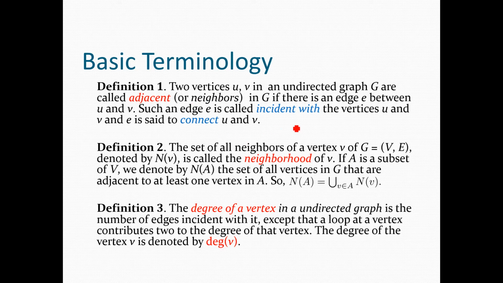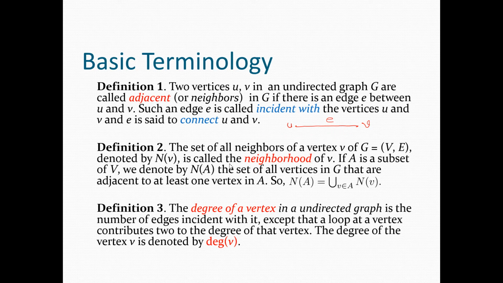Like if we have two vertices U and V, and then we join these by an edge. So two vertices U and V in an undirected graph are adjacent. So U, V are adjacent in G if there is an edge E between them. Such an edge E is called incident with the vertices U and V. Okay, and E is said to connect U and V, right?